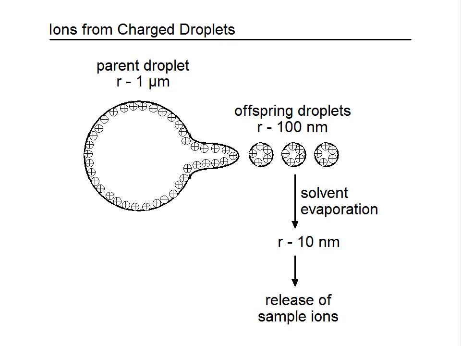Again, evaporation takes place and another explosion happens, generating smaller droplets of, let's say, 10 nanometers. At the end, all the solvent is gone and only gas phase ions are left. Thus you have transferred ions in the liquid phase, for example proteins on the upper left, into ions in the gas phase amenable to mass spectrometry.